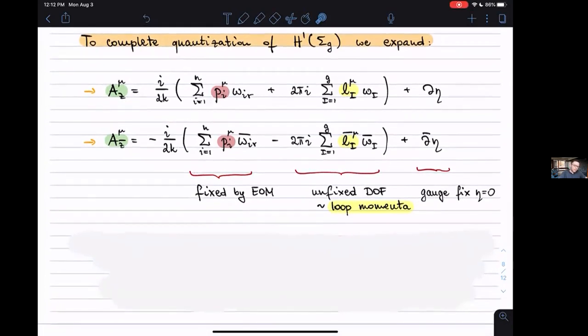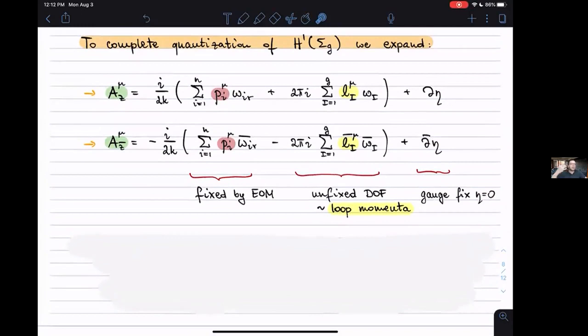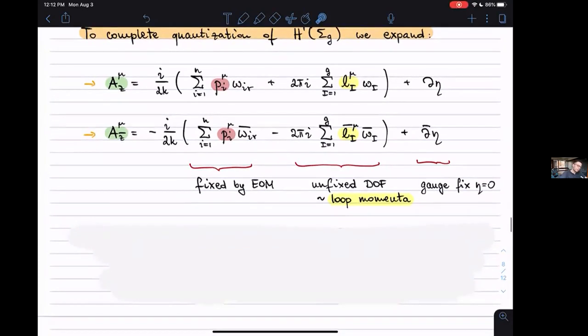Similarly, here at the end, what I will do is fix the remaining gauge freedom by fixing this eta going to 0, which will allow us actually to talk about x left and x right as being purely holomorphic and antiholomorphic, respectively.